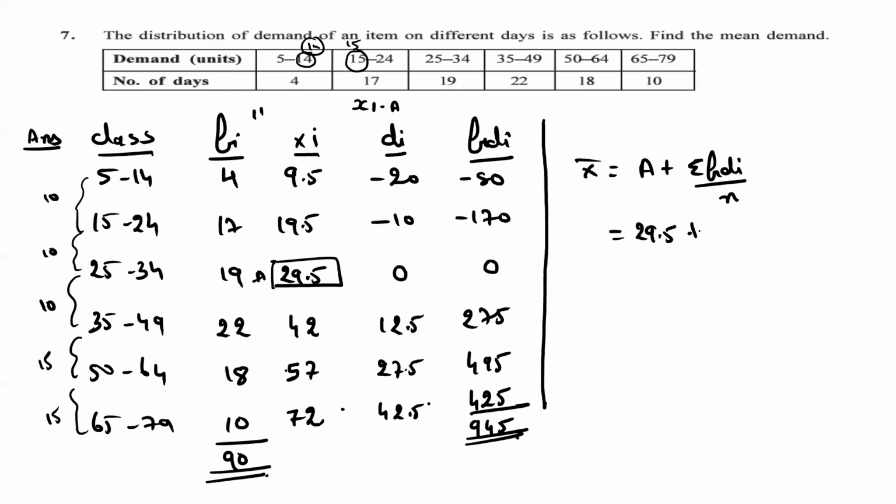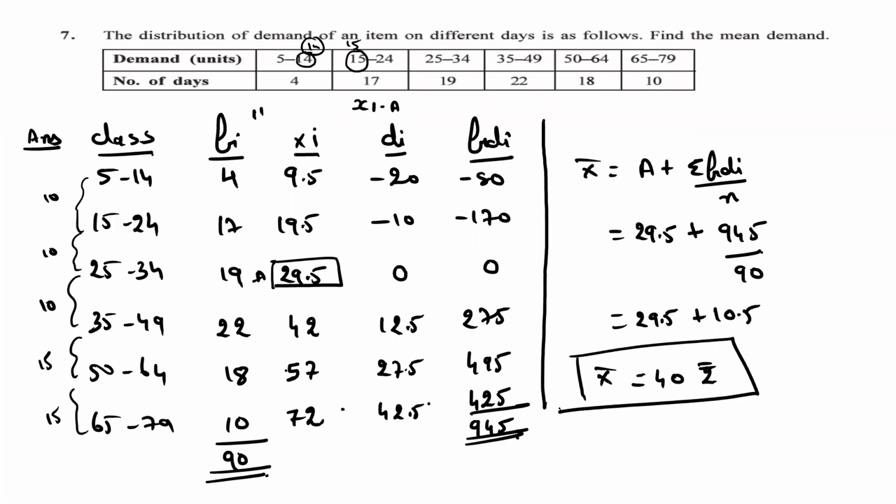So our A comes 29.5, plus FIDI. Our FIDI comes 945, and our N comes 90. So 29.5 plus 10.5, 40. X bar is equal to 40 units, not rupees, units.